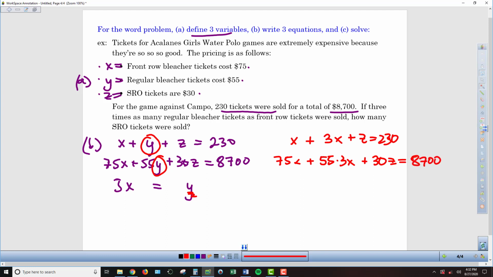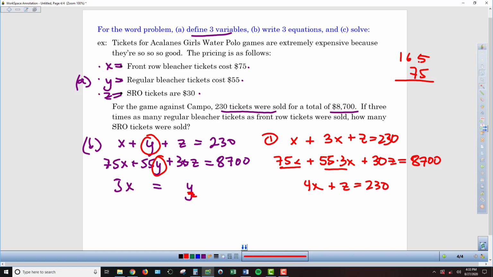And so here we've succeeded in going from three equations with three variables, through a substitution step, to two equations and two variables. So I'm going to clean these equations up a little bit. This first one, x plus 3x, I need to gather up to make 4x plus z equals 230. And for the bottom equation, I've got 75x plus 3 times 55, so that's 165. So I've got 75 plus 165.